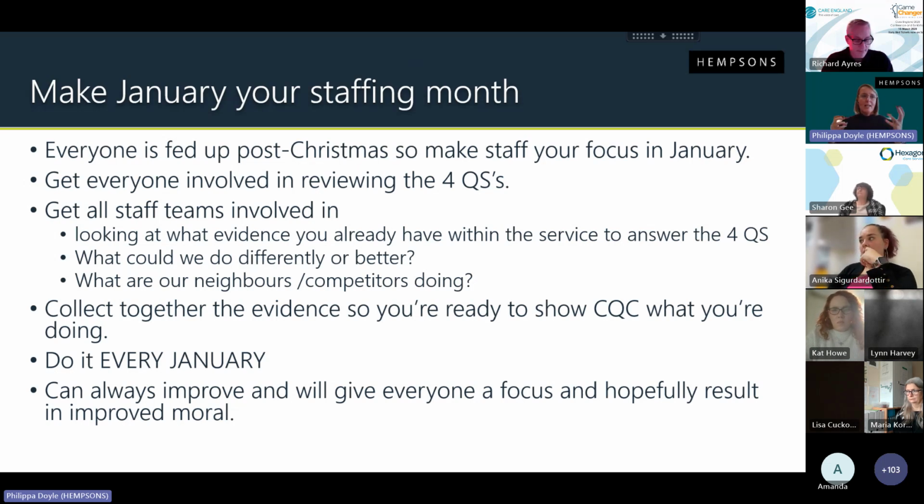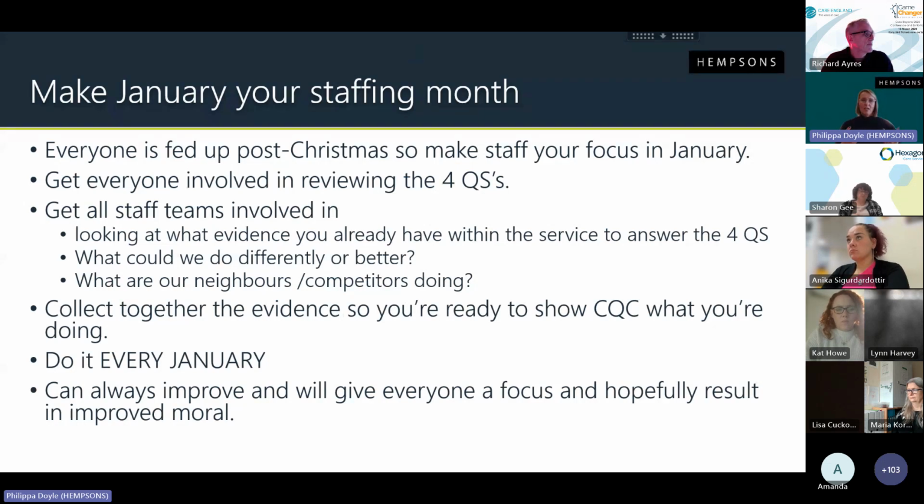Get all of your staff team involved in looking at what evidence you've already got. What could you do differently? What could you do better? What are your neighbours or competitors doing? People who've got friends that work in other services, what's the feedback that they've got from their service? But do it all together.